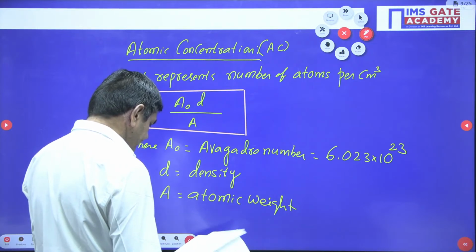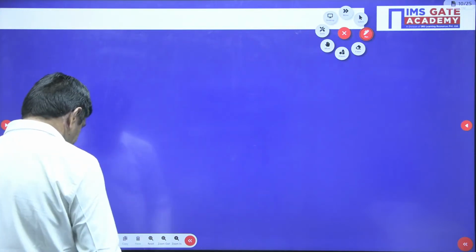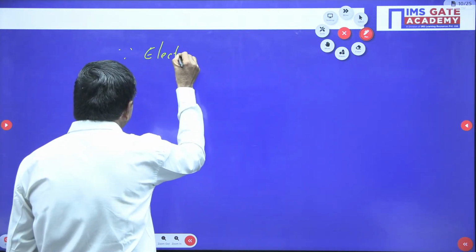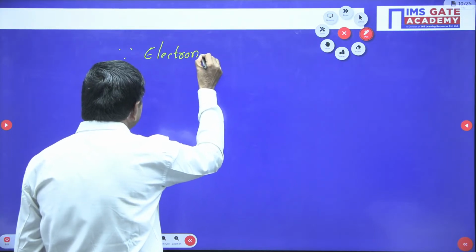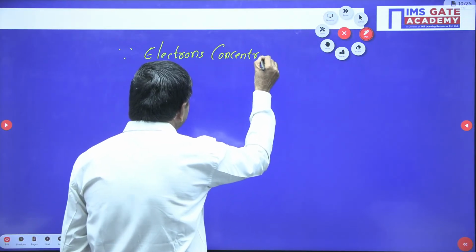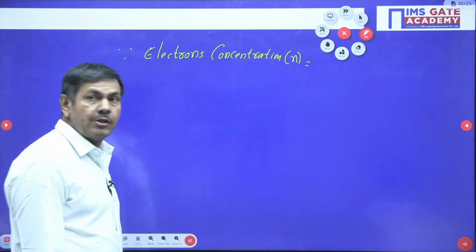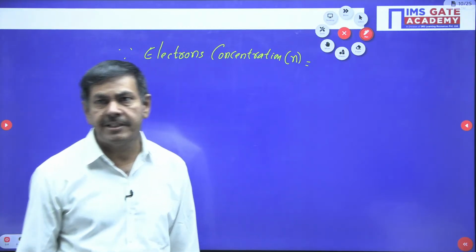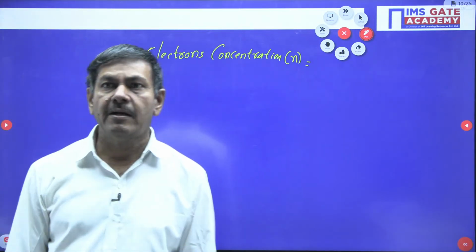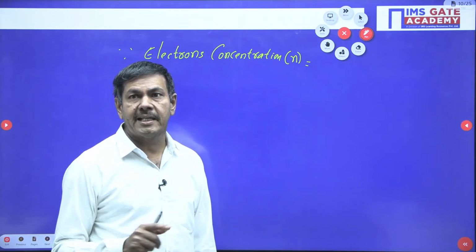By using this, you can determine the electron concentration. The electron concentration is denoted by the symbol N. Already you have done this: to find out the conductivity of the material, we use N into Q into mu N.